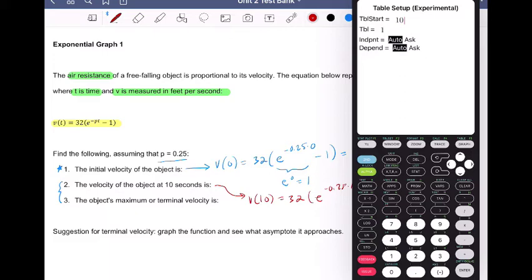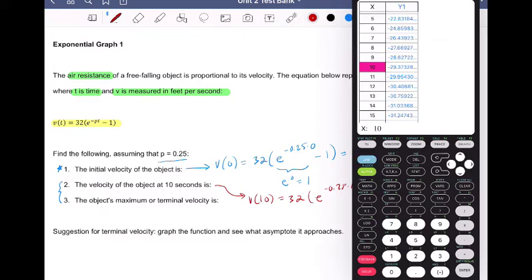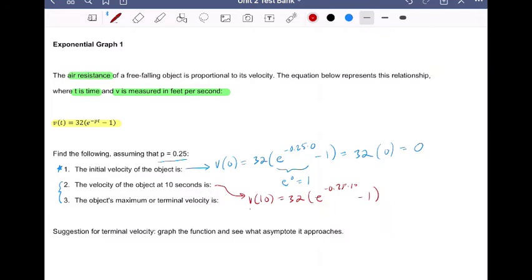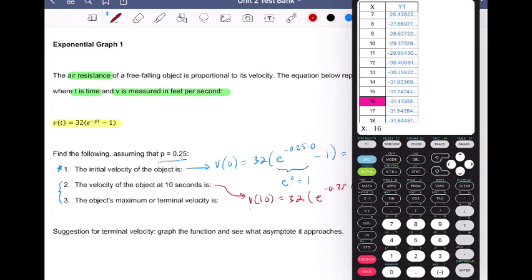Here I'm already at 10, and you can go to a second window to hop around at different points. You can have it start at a certain table value, and tell it what increment to go up by. It's by ones. I'm starting at 10, which is what I want to answer this question. And there's our answer, negative 29.373. So let's write it down: negative 29.373.